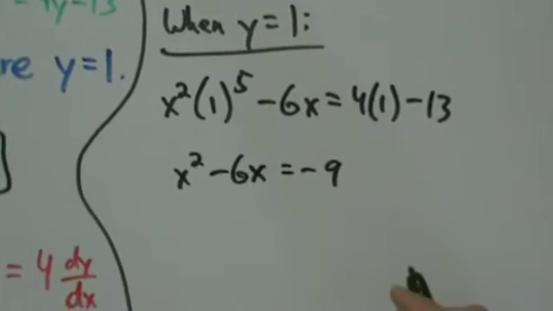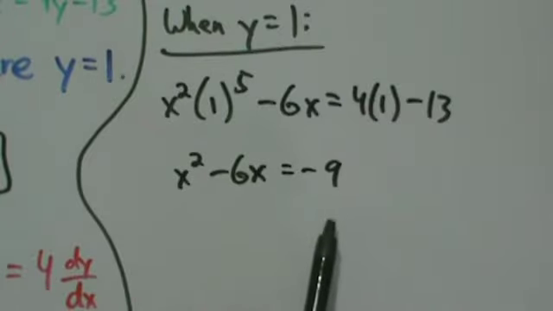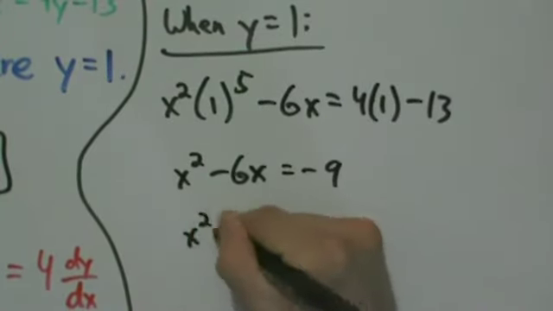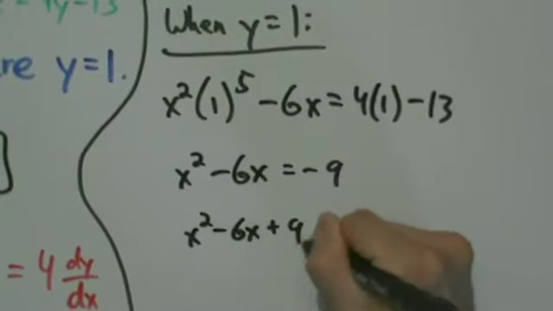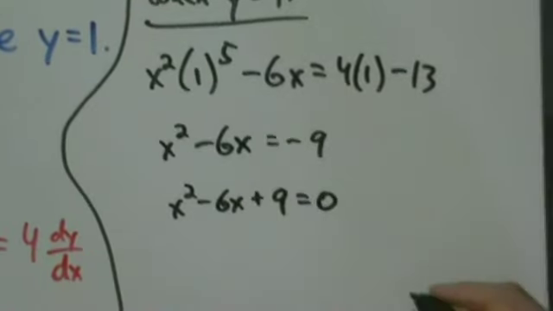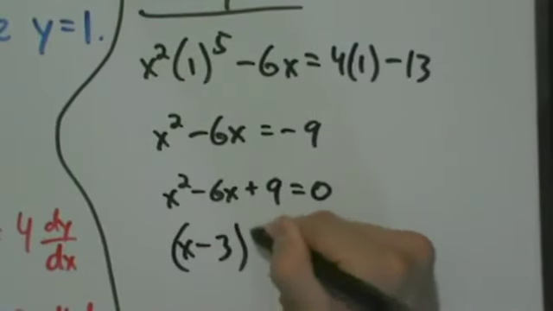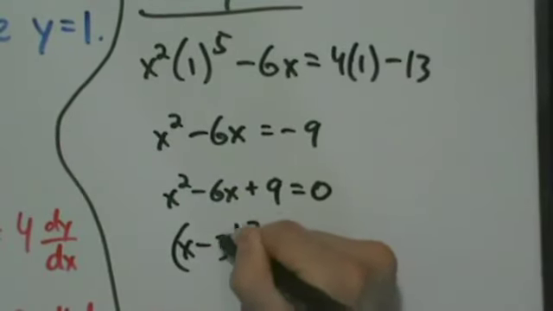Okay, so now this is just a quadratic equation in x, right? So we have to add 9 to both sides. x squared minus 6x plus 9 equals 0. And then when we factor that, we get x minus 3 quantity squared equals 0. Alright, that's good.